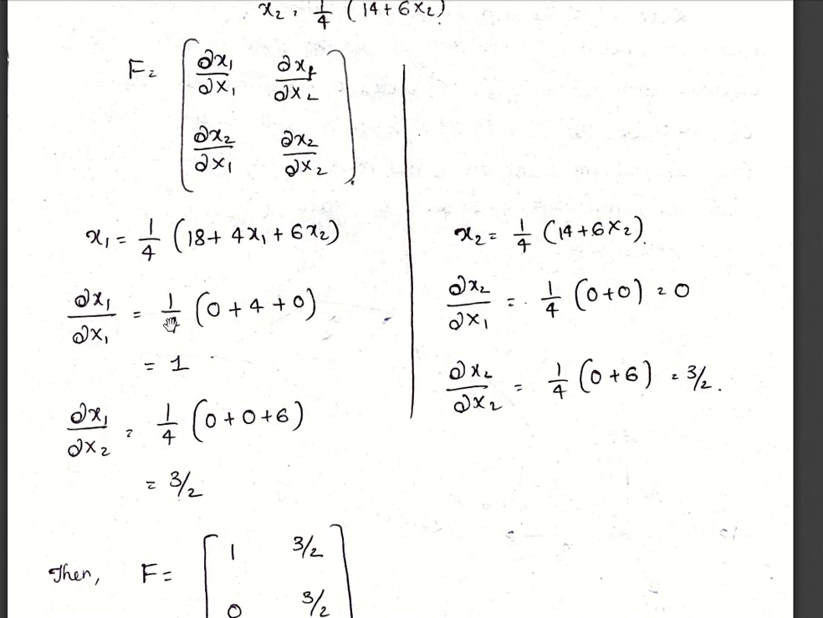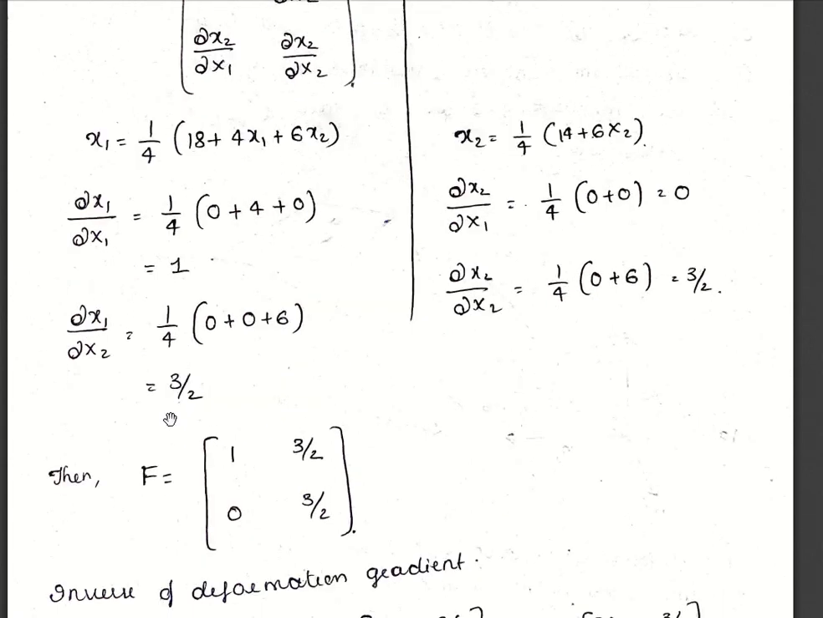So 1 by 4 is constant, so its derivative is 0, and partial differentiation of 4x1 with respect to x1 will be 4, and the 6x2 will be considered constant when we are doing partial differentiation with respect to x1. So we will have 1 by 4 into 4, which is 1. Similarly, del x1 by del x2: 1 by 4, now we have to differentiate with respect to x2. Then 4x1 will be constant, 0, 18 will be constant, 0, and with respect to x2 we have the 6x2 derivative as 6, so that will be 3 by 2.